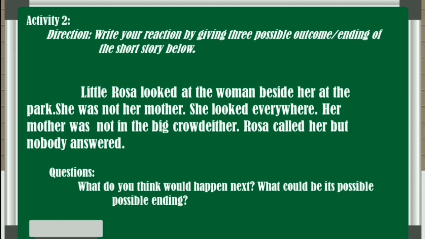Activity 2, direction. Write your reaction by giving 3 possible outcome or ending in the short story below. Little Rosa looked at the woman beside her at the park. She was not her mother. She looked everywhere. Her mother was not in the big crowd either. Rosa called her, but nobody answered. What do you think would happen next? What could be its possible ending?